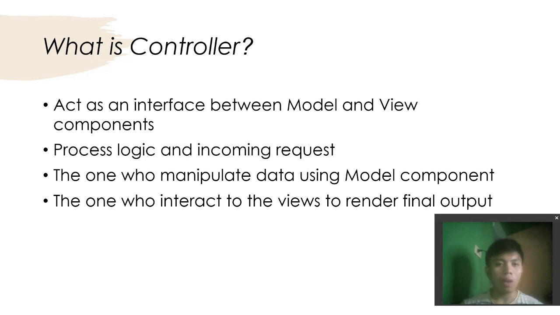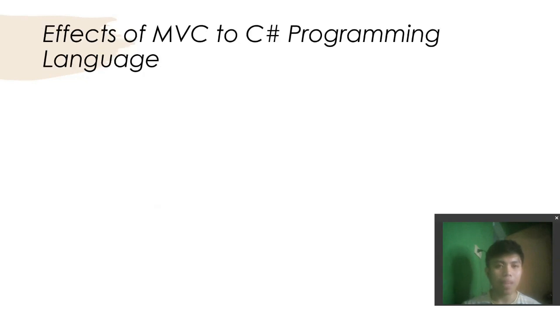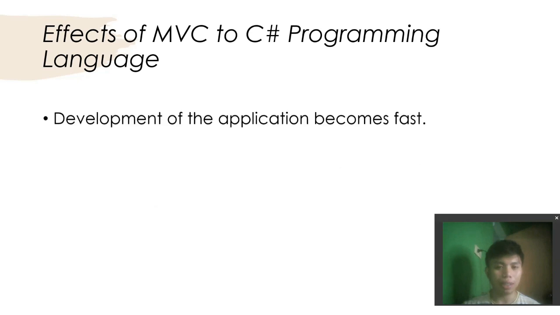Next, the controller. The controller acts as an interface between the model and view components, and processes logic and incoming requests. It is the one that manipulates data using the model component, and it is the one that interacts with the views to render the final output. Next, I will show you the effects of MVC on the C# programming language.